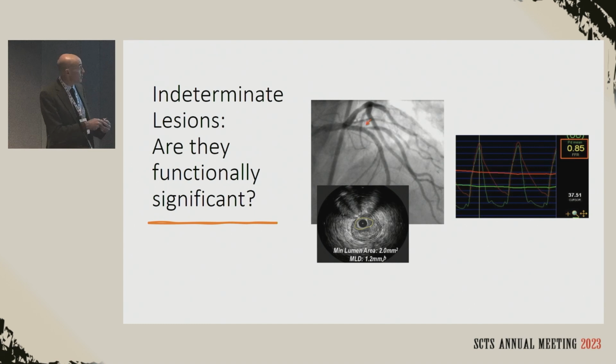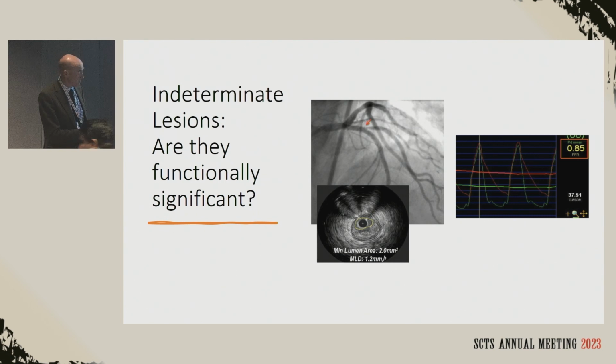An IVUS is where you pass a wire down the artery and then you pass a little intravascular ultrasound catheter down the inside of the artery, and that gives you a picture from the inside of the artery. It'll tell you things such as the composition, whether there's a lot of calcium, it'll give you a size of the artery, and it'll tell you if there's thrombus there. But that actually doesn't give you a functional assessment of whether that narrowing is causing a problem.